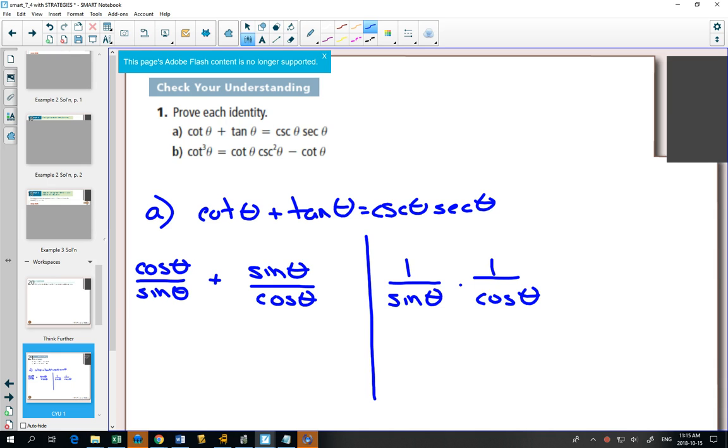So on the left side, I'm adding fractions. How do you add fractions? Common denominator. So what's the common denominator between sine theta and cos theta? Sine theta cos theta. So I would need to multiply this first one by cos theta and cos theta, and this second one by sine theta and sine theta. That would get me a common denominator.